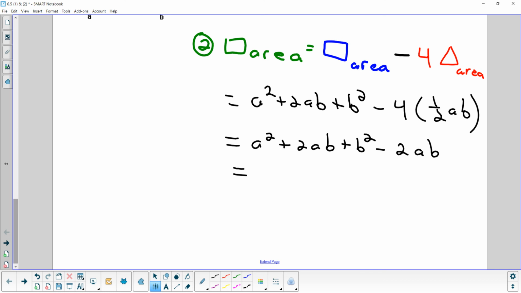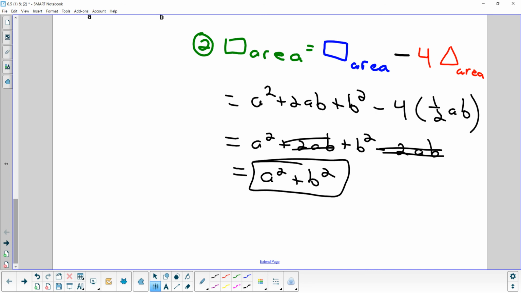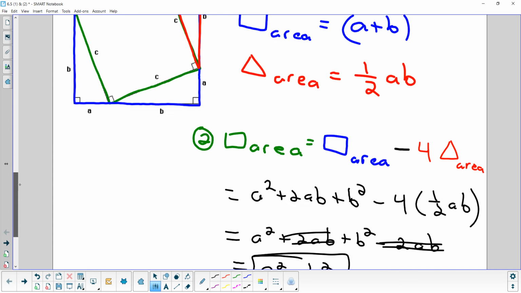Yeah, what cancels out? 280. Yeah, the 2ab plus 2ab minus 2ab. So we have a squared plus b squared. All right, so that's the second method for finding the area of the green square.